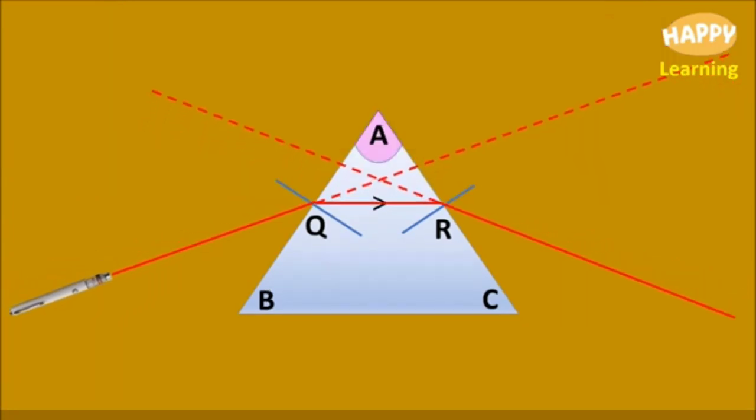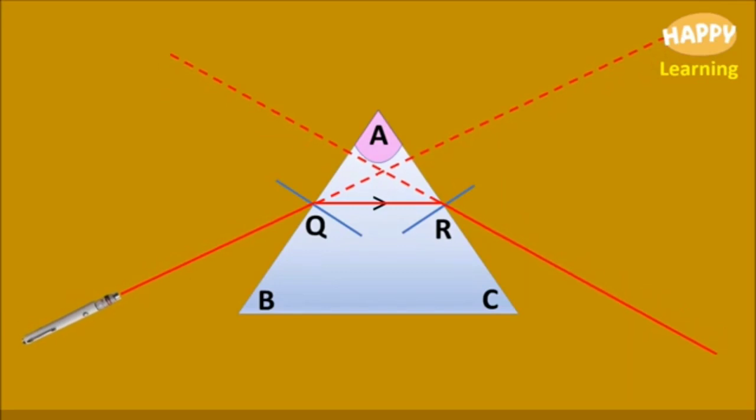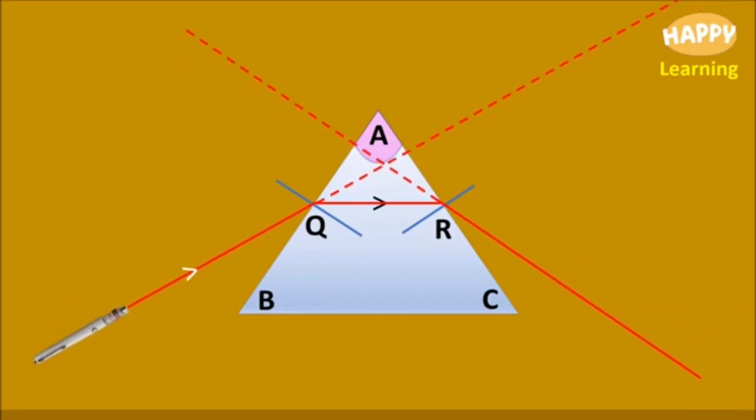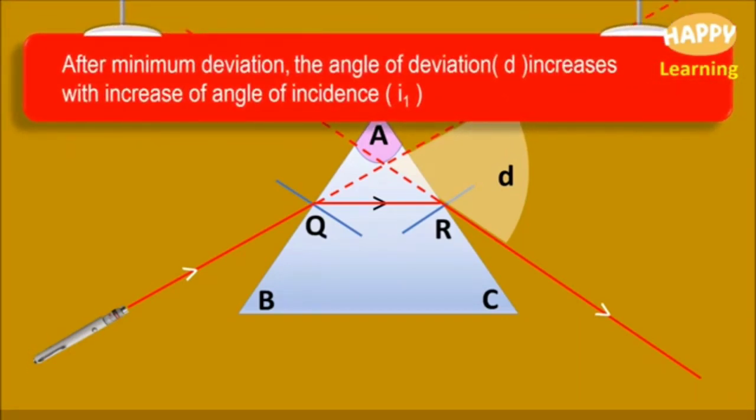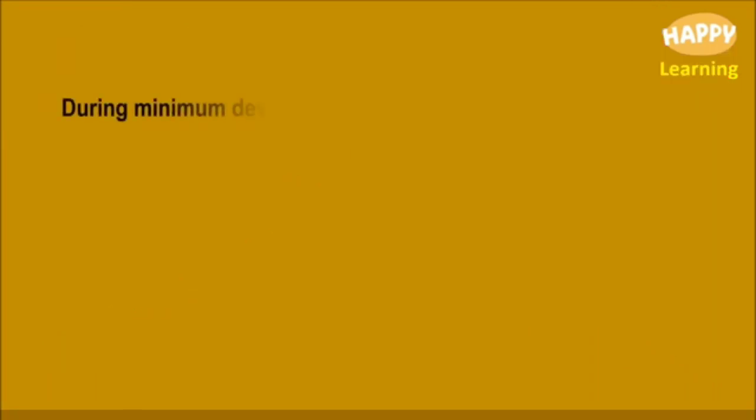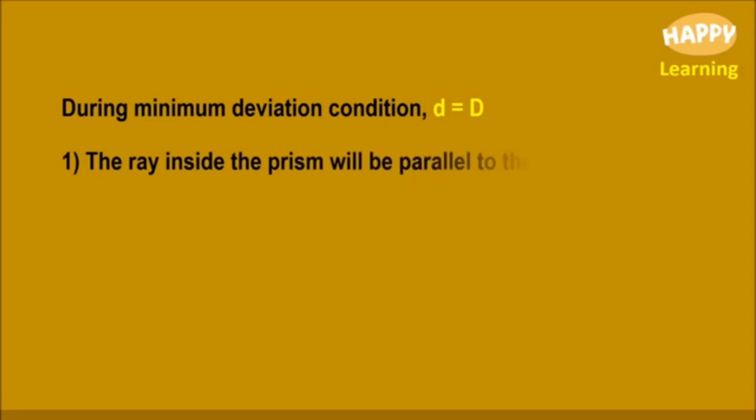Further, if you go on increasing the angle of incidence, you will observe the angle of deviation increases. After minimum deviation, the angle of deviation once again increases with increase of angle of incidence. During minimum deviation condition, small d will be written as capital D. The ray inside the prism will be parallel to the base of the prism.